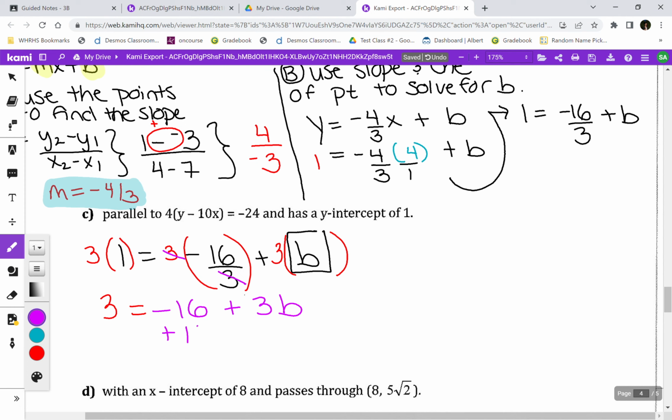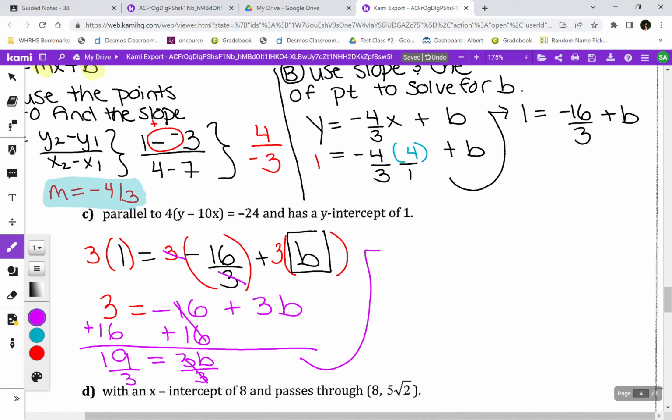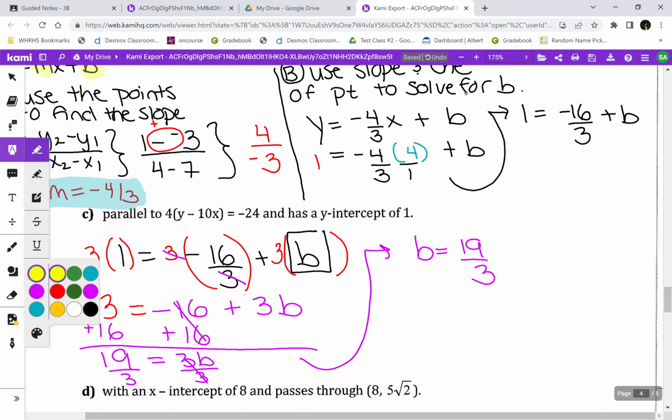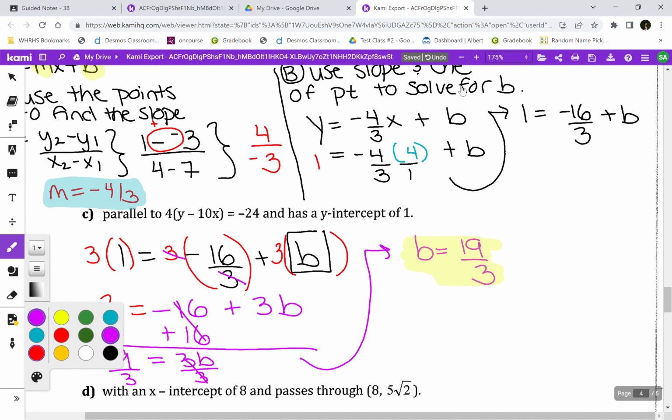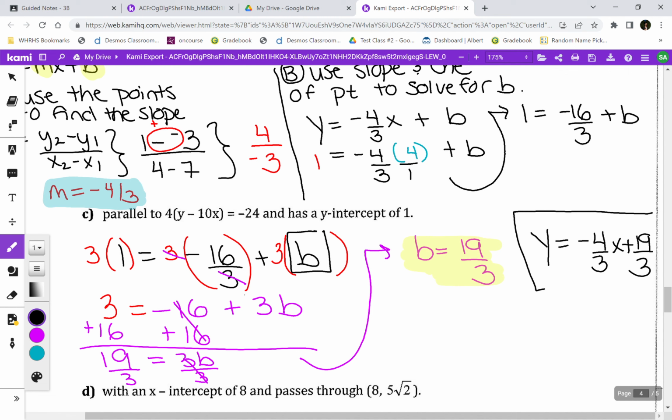Absolutely. We're going to add 16 on both sides. So we're going to get 19 is equal to 3b, then divide by 3. So b is equal to 19 over 3. Do we now have a value for m? Yes. Do we have a value for b? Yes. So now we can go back and plug into our equation: y equals negative 4/3 x plus 19 over 3. That's the equation of this line.